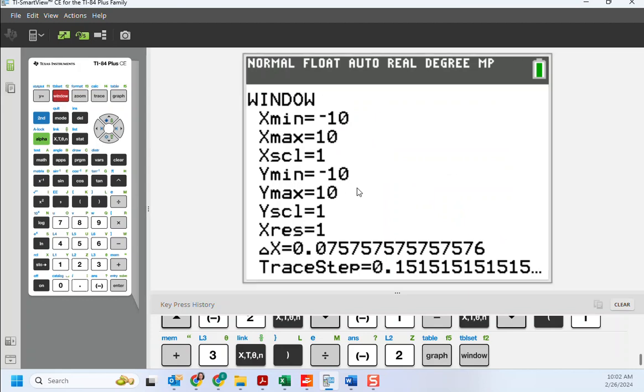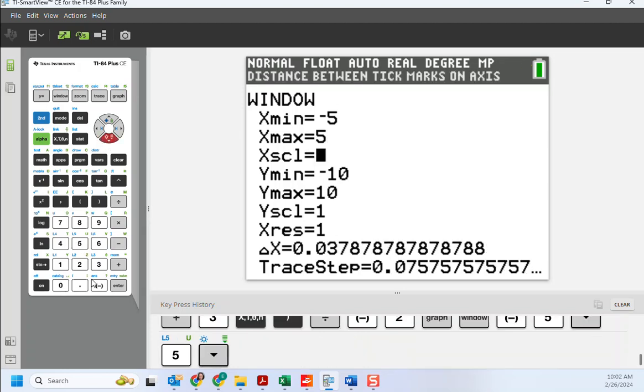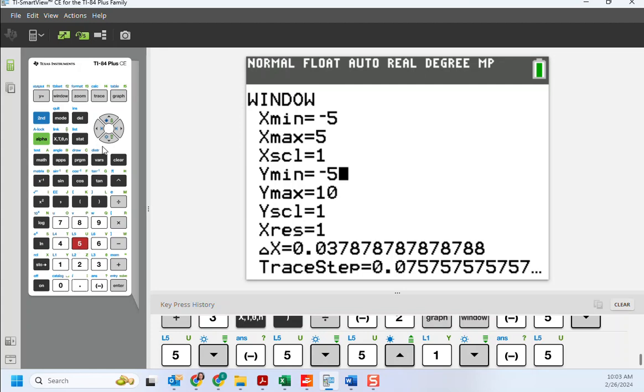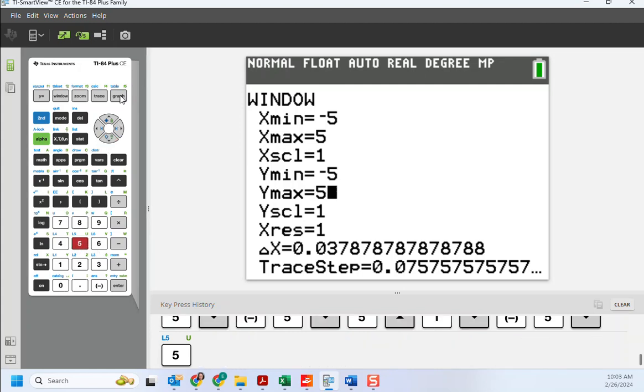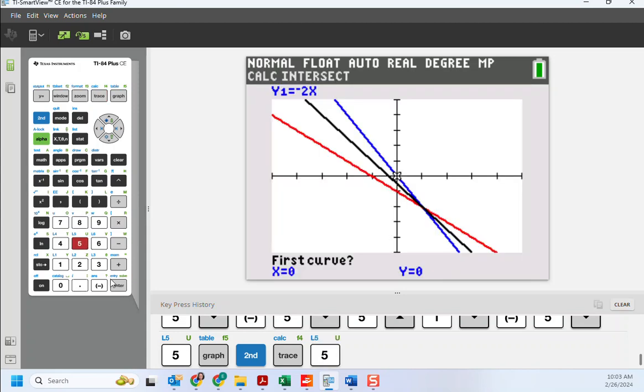I'm just going to zoom in by changing these to be -5 to 5 and -5 to 5. Oh, I definitely did that wrong. Definitely did that wrong. 1, -5, and 5. Yeah. So it looks like they're all going to meet at the same point. So I'm going to still do second, trace, intersect. 3 enters, and I get 1, -2, which remember is not the place where they intersect.